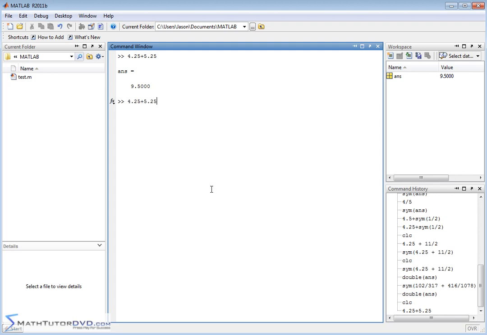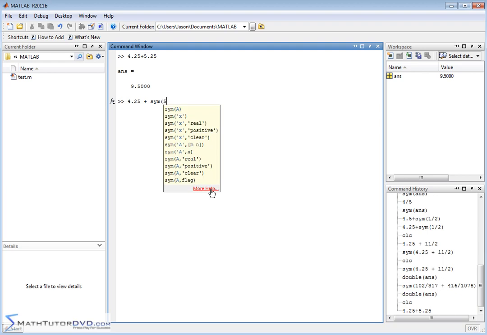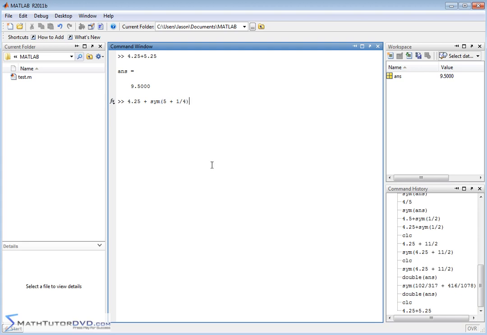So let's retrieve the last thing that we entered by hitting the up arrow on the keypad. Now let's do 4.25 plus symbol, and let's change the 5.25 to 5 1/4. So 5 plus 1/4, like this. Let's look at this for a second. What do you think MATLAB's going to do? Well, first of all, it's going to look inside the symbol operator and it's going to say 5 plus 1/4. So it's going to try to treat this as a fraction, and it's going to give me a fractional answer for this.